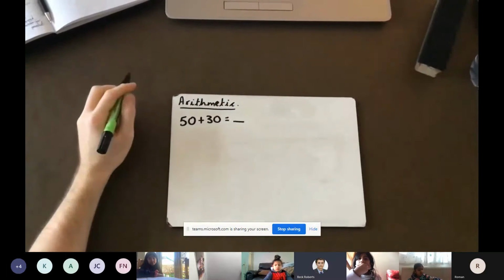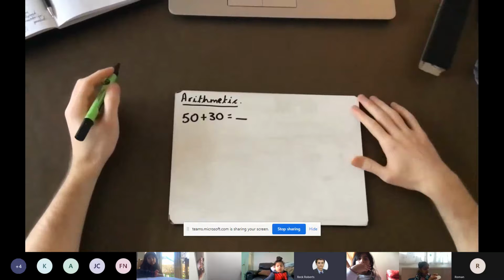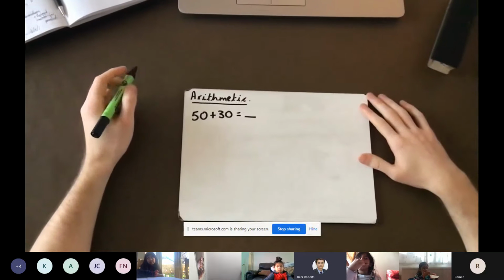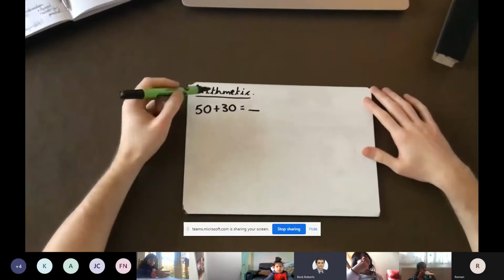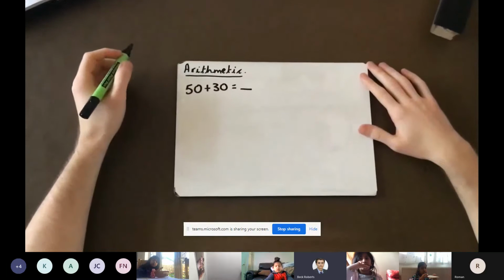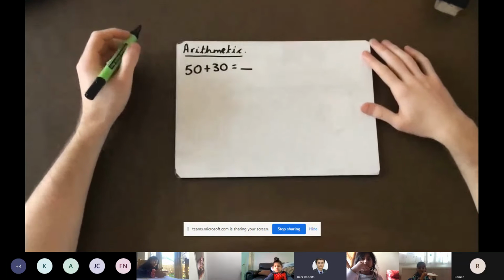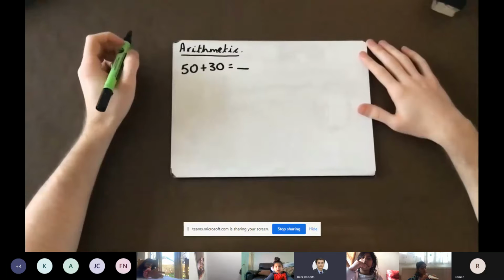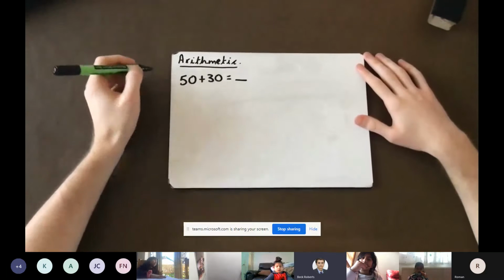So there are lots of different ways you could work this question out. You could put 50 in your head and count on in tens. You could use column method, or you could use your related facts. So I'm going to use related facts to work this out.